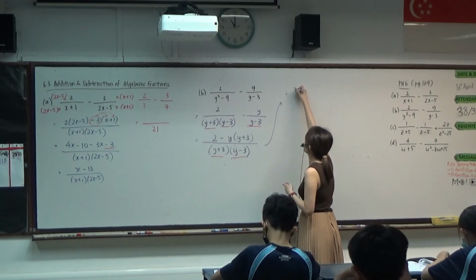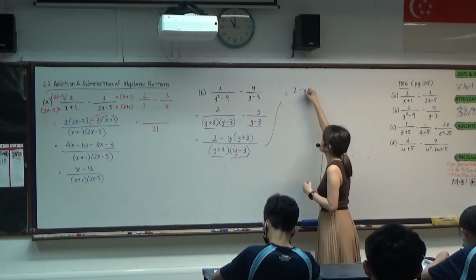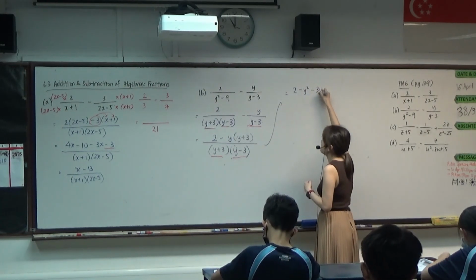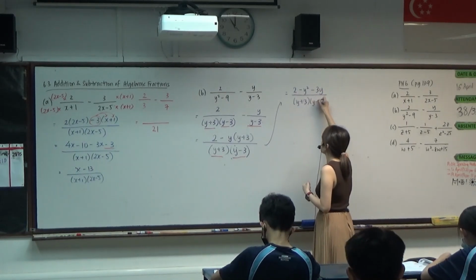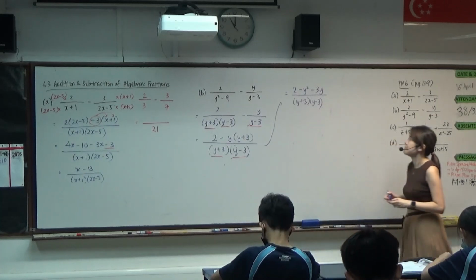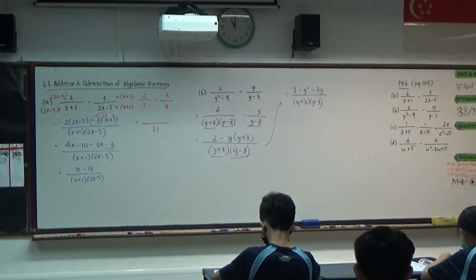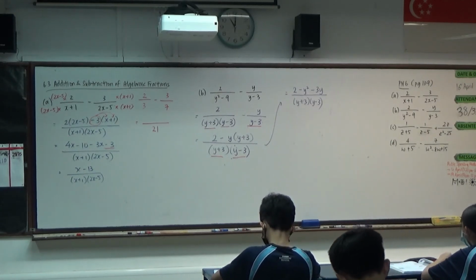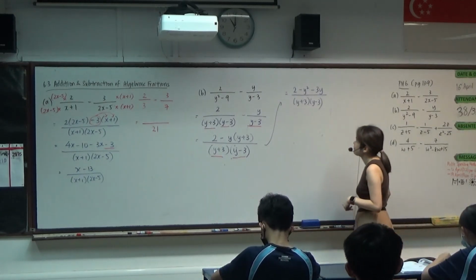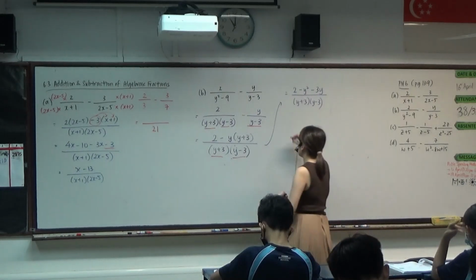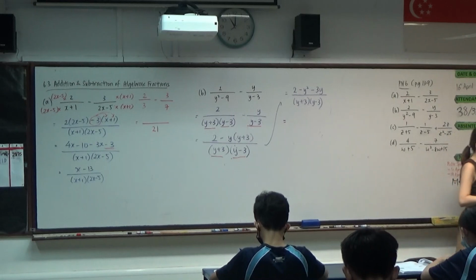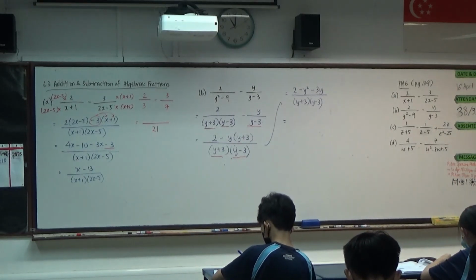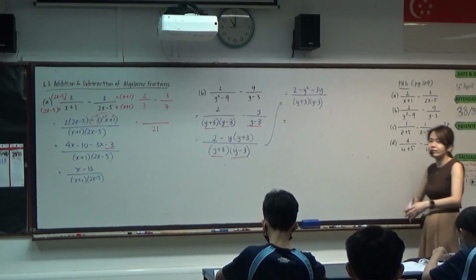I will continue to expand it. 2 minus y squared minus 3y over y plus 3, y minus 3. You can think of the answer as such, but I just want us to challenge ourselves. What are the other equivalent forms of this expression? What are other equivalent ways?